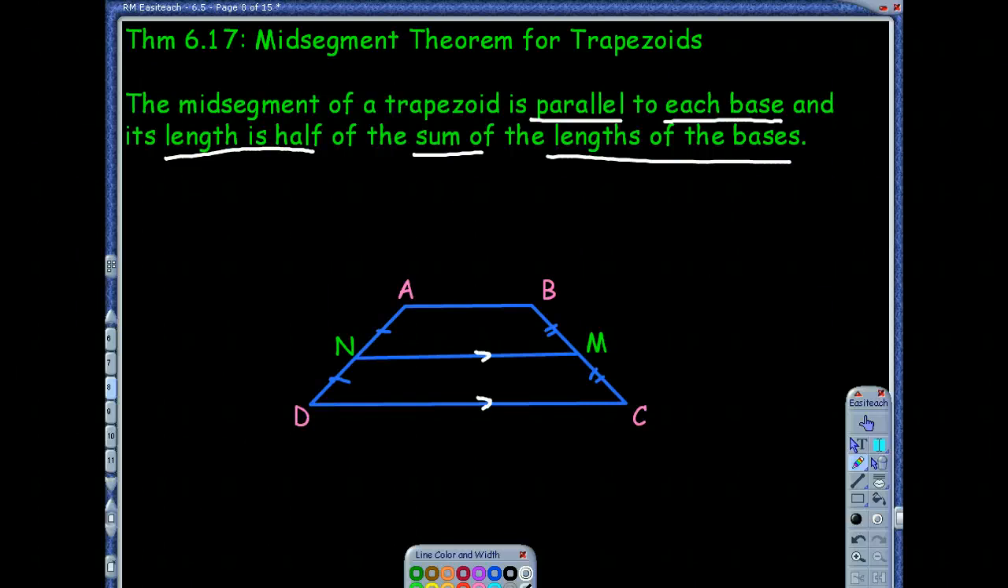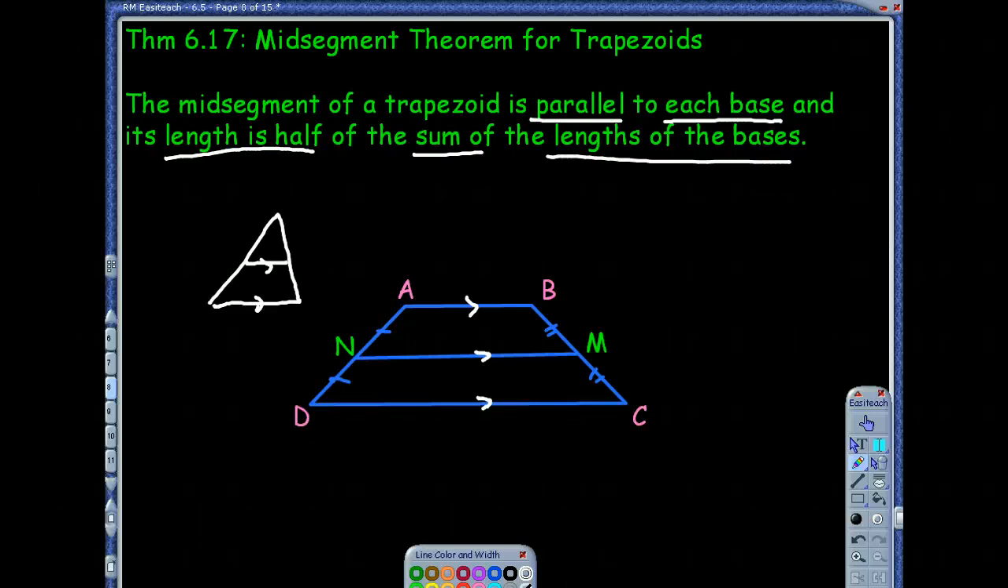Well, in this case, being a trapezoid, it's going to be parallel. If it's going to be parallel to one base, it's got to be parallel to the other. Exactly. The difference is a triangle ended with a point, so you can't say it's parallel to a point. But we still said it was parallel to that third base. So now it's just parallel to both bases. And we said it was half as long as the one base in a triangle.